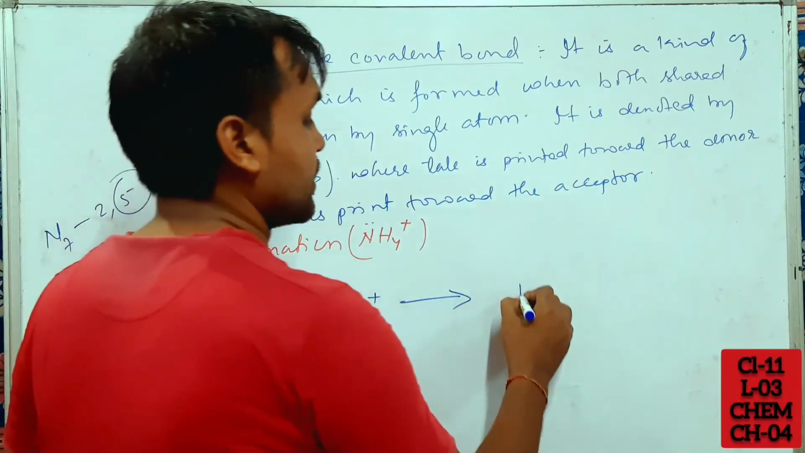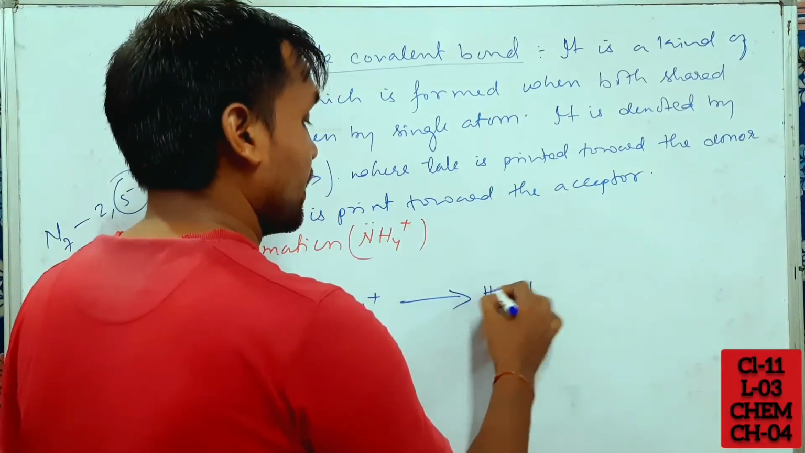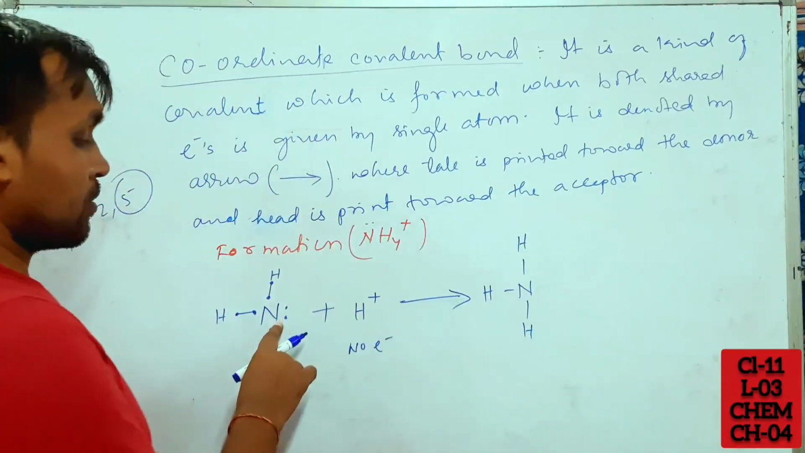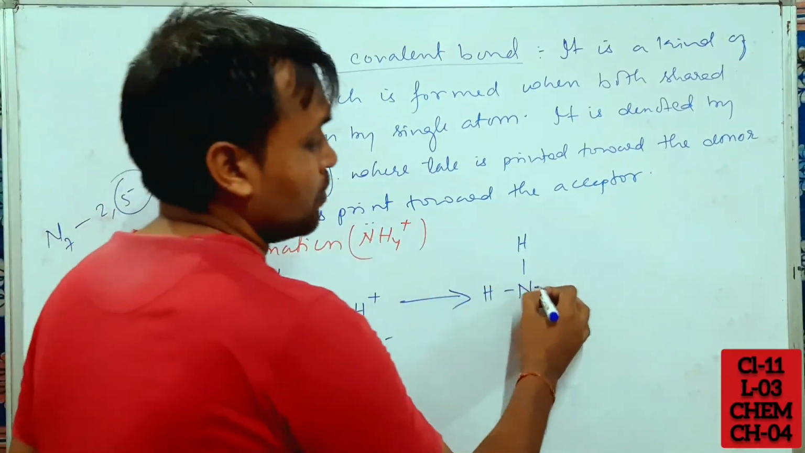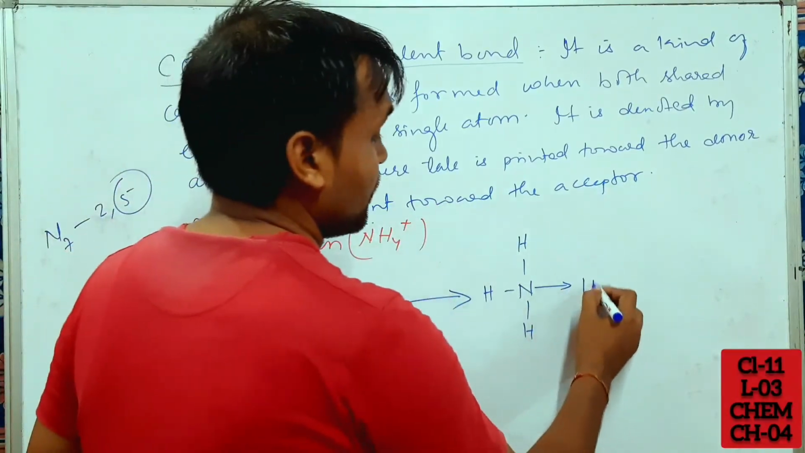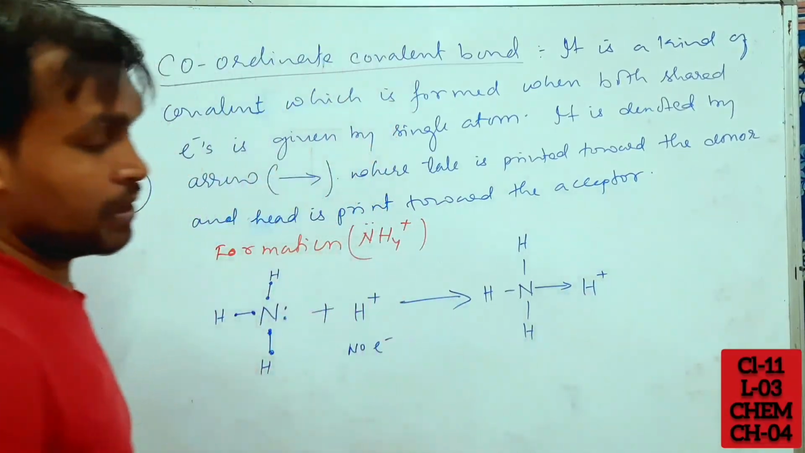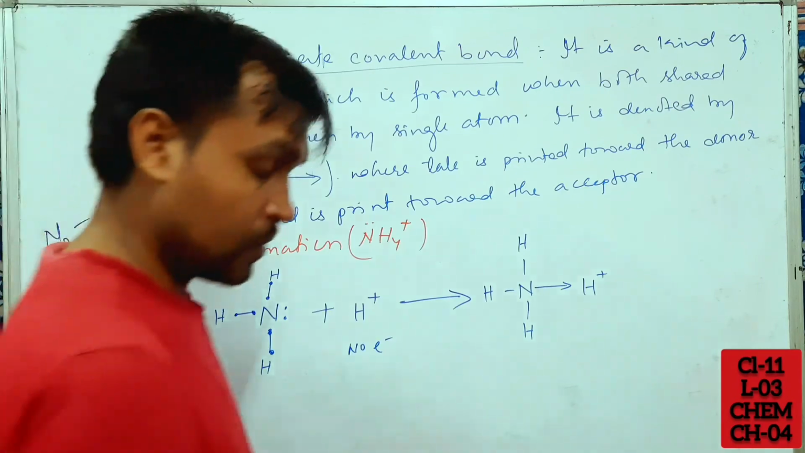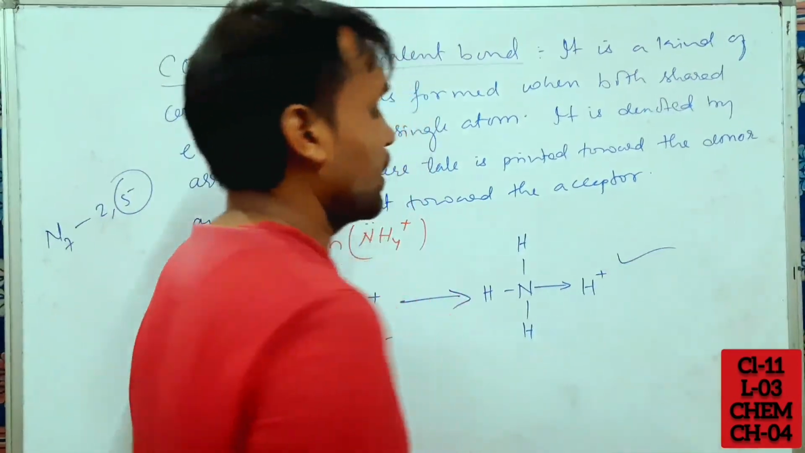So how will it be, let's see. It will be like this, H, H, H. Who is donating the electrons? Nitrogen. So the tail will be towards nitrogen. Who is accepting the electrons? H positive. So it will be like this. Got it, dear students? So this bond we call what? Coordinate covalent bond. So this is your coordinate covalent bond.